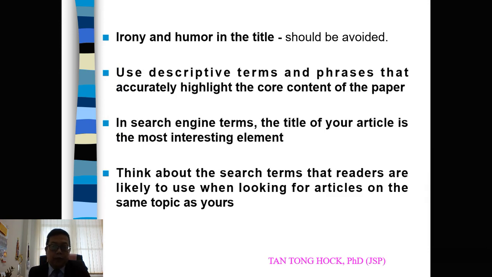When writing a title for conventional research, you just state what the purpose or main subject you investigate is. Use descriptive terms and phrases that accurately highlight the core content of the paper. In search engine terms, the title of your article is the most important element. If your title is suitable and well known, other researchers will easily find your paper in the search engine. So think about the search terms that readers are likely to use when looking for an article on the same topic as yours.